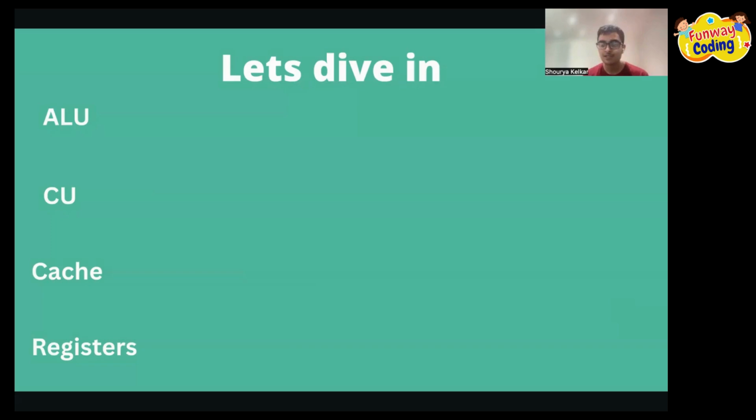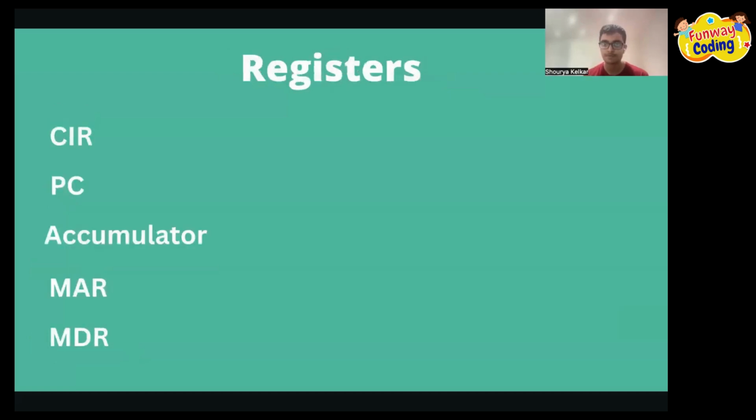Cache is where recently executed instructions are stored so that they can be accessed and executed very quickly. And then registers. Registers have very small storage of data, but can execute instructions very fast and have the fastest execution in the computer. So let's talk about some registers that we have to know about.